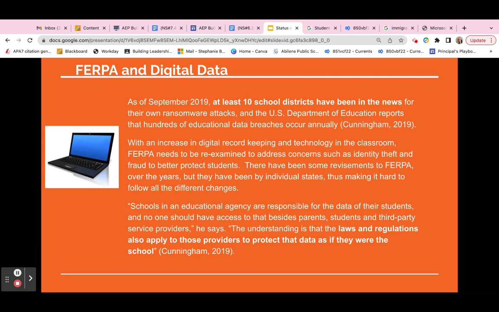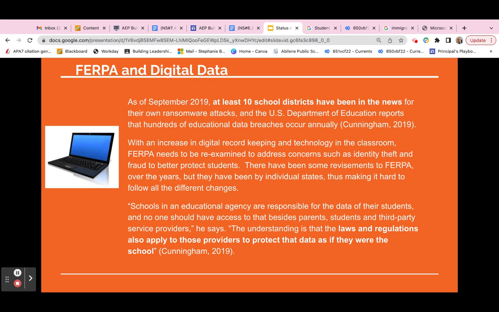Looking at FERPA and digital data, as of September 2019, at least 10 school districts have been in the news for their own ransomware attacks, and the U.S. Department of Education reports that hundreds of educational data breaches occur annually, and that's from Cunningham 2019.